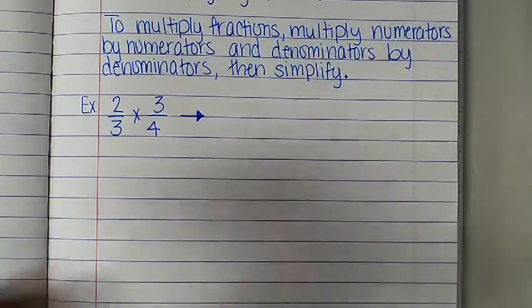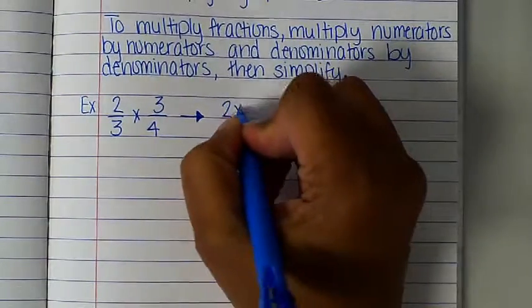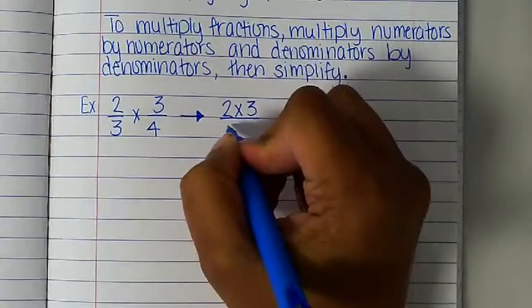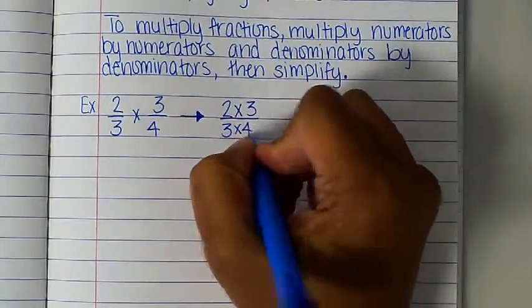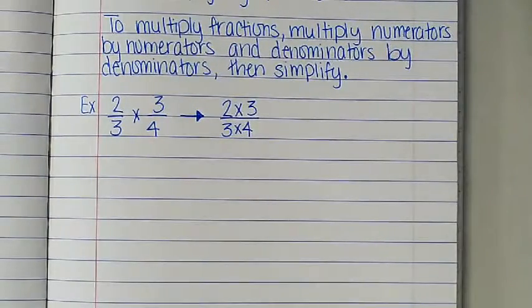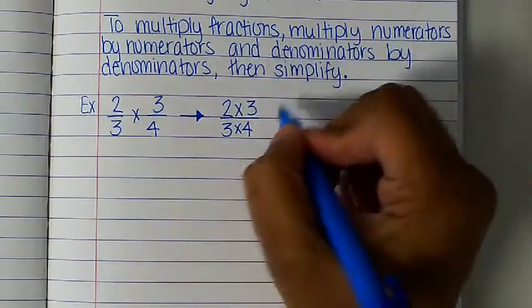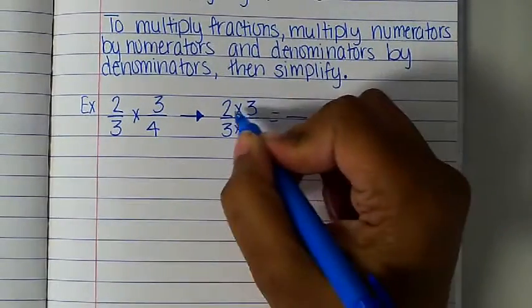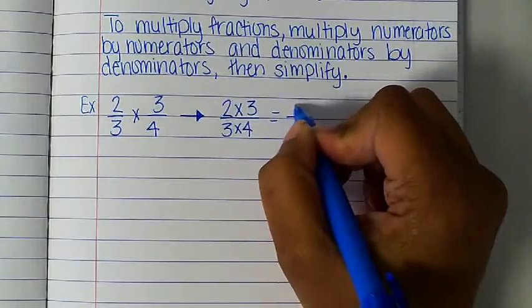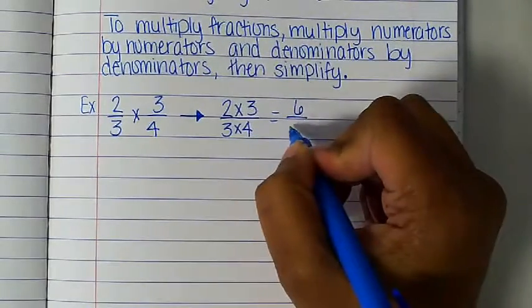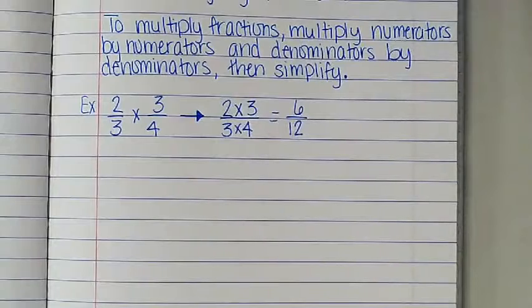This is the same as doing 2 times 3 in the numerator and 3 times 4 in the denominator. So then we need to figure out what this equals. 2 times 3 is what? 6. And 3 times 4 is 12. Okay, so that's it. That's all you do to multiply. And then the next step is to simplify.